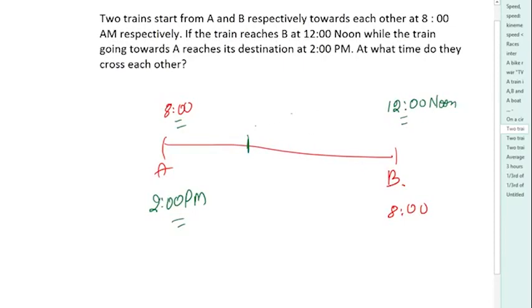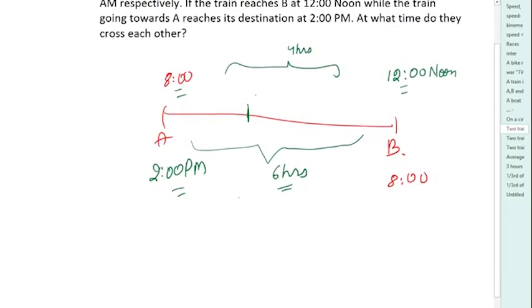You can do it in various ways. The distance is constant, and the first one takes 4 hours, and this one takes 6 hours. Given that distance is constant, speed is inversely proportional to time. So if timing is 4:6, the speed will be in the ratio of 6:4.